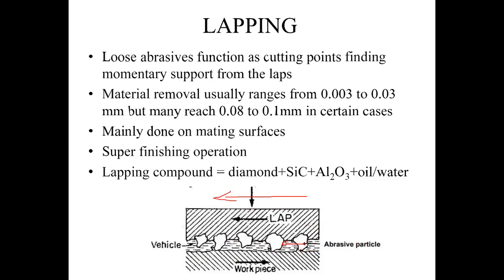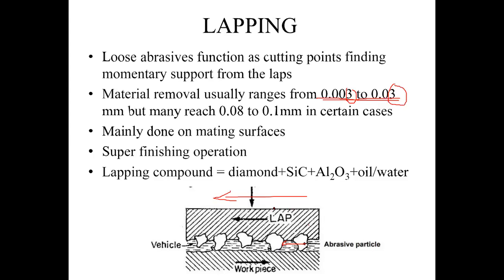So what happens if there are any uneven surfaces? If it is a flat surface, it does not remove any material, but if there are some projections, maybe here some small projections and here some small projections, these projections are in the range of microns, not in mm or centimeters. It usually ranges from 0.003 to 0.03 mm, which means 3 microns to 30 microns.